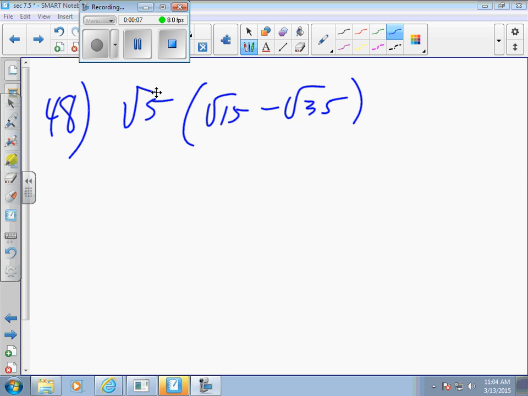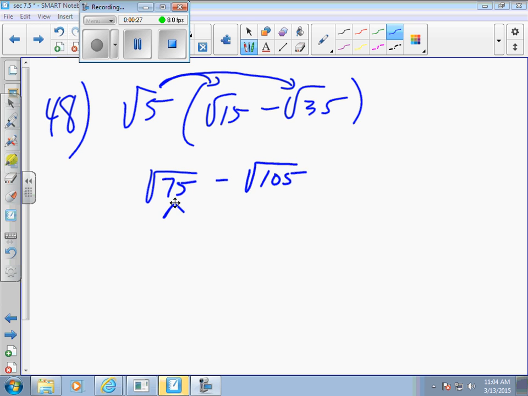Number 48. Remember when we have a monomial outside the parentheses times a binomial, we have to distribute. So I'm going to take 5 times 15, and that gives me 75. And then 5 times 35 gives me 105. I'm going to see if I can do some simplifying here.